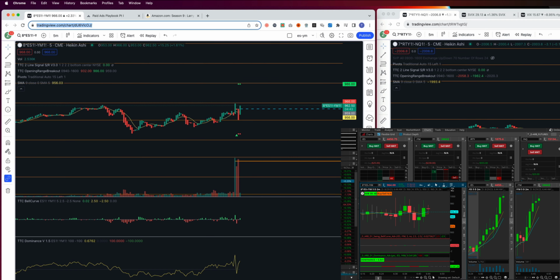Okay, so it looks like the ES is coming up here again, hitting that pivot line. Let's see what happens there. Maybe we can go long again. I don't think the signal's in yet.